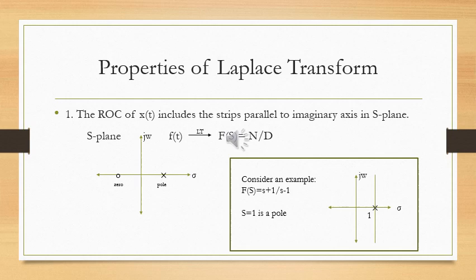If your signal is a right-sided signal, then the ROC is the right half of the s-plane. And if your signal is a left-sided signal, then the ROC is the left half of the s-plane.